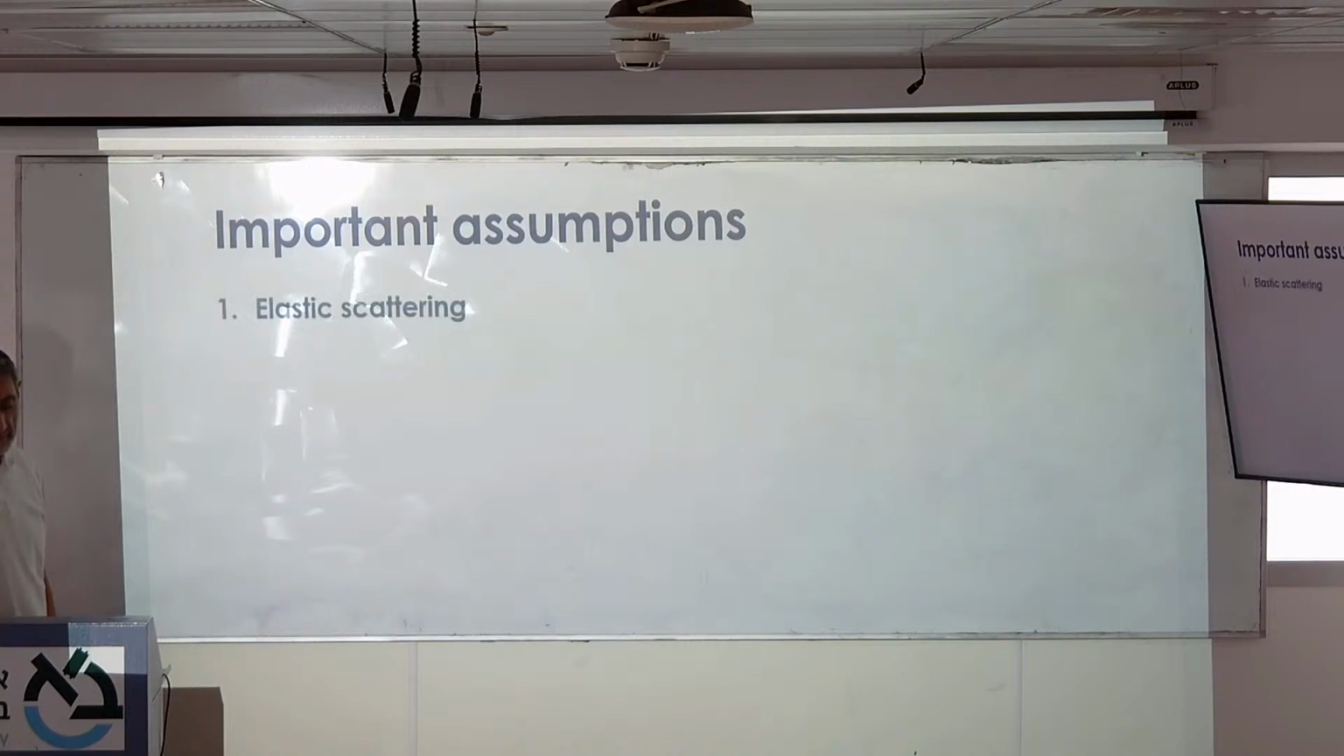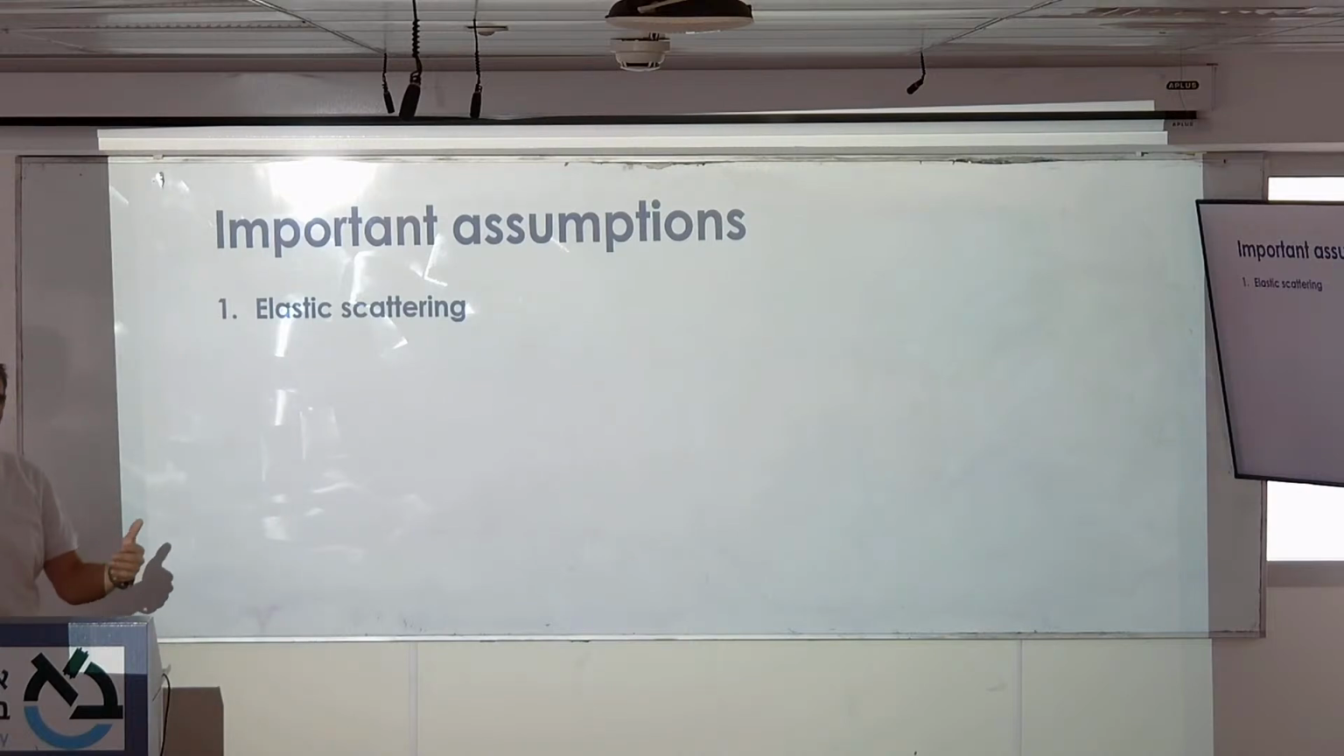The first one is elastic scattering. We discussed that last time, if you remember. So elastic scattering assumes that the incident wave and the scattered wave have the same wavelength. Okay, so there is no absorption by the atoms. There is no interaction with the vibration of molecules, for instance. That's the case for Raman scattering, which is an inelastic type of scattering. Okay, so we limit ourselves to elastic scattering.